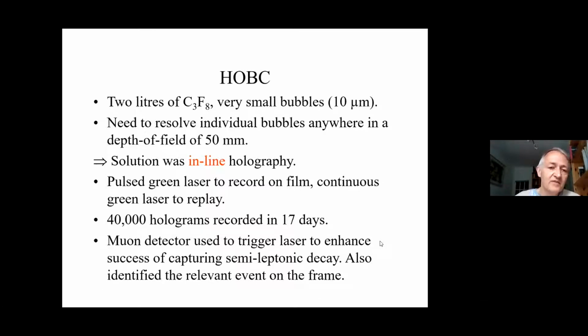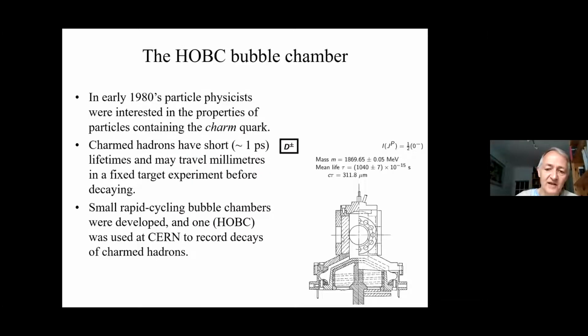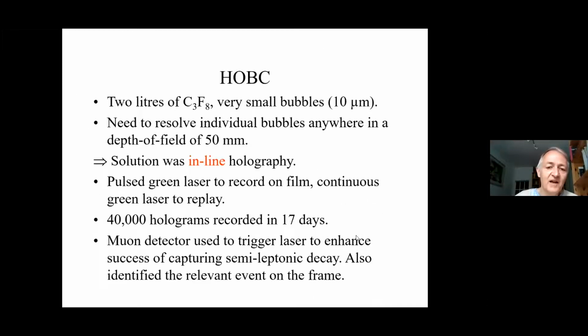But what happened with the conventional chamber is you took a picture every time the chamber expanded, and then you used this offline, as it were, afterwards to say frame 4327 had a muon. What we did was to rapidly cycle this chamber 10 times every second, so it sounded like a machine gun going off. And then we only took a hologram when the muon detector had recorded a muon.